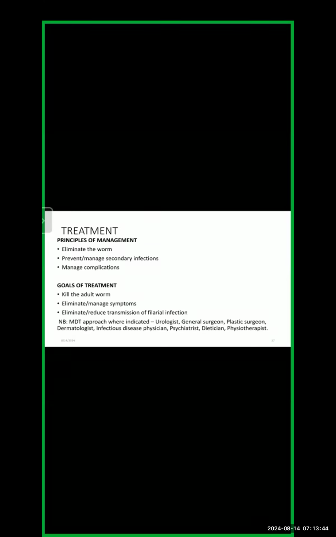And then the treatment is to kill the adults. The goal of treatment is to kill the adult worm, eliminate and manage symptoms, then reduce transmission of filarial infection. And it's important to know that a multidisciplinary approach is very important here in the management. So the treatment of choice is diethylcarbamazine. However, it's contraindicated in patients co-infected with onchocerciasis and must be used with caution in patients with loiasis.